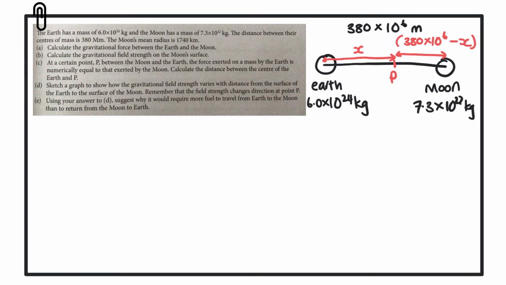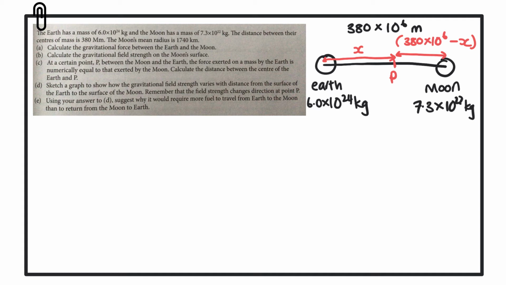So this point P is what we call a neutral point. It means that the Earth is pulling on this mass with the same force as the moon is pulling on the same mass at that point. So what that means is that the gravitational field strength is 0. The resultant field strength is 0.